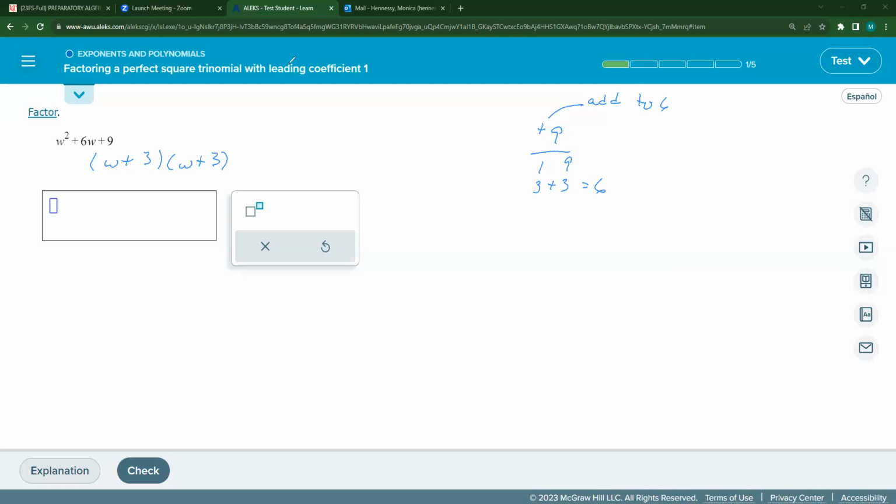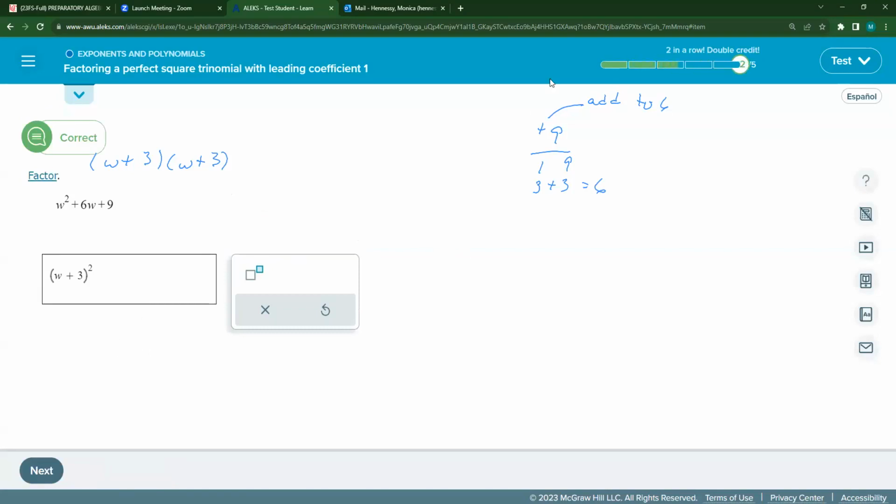Put the plus in front of the other 3. And we can type it in. We'll do it the shortcut way for them. So parentheses W plus 3 squared. There's 2 of them. And it's a little happier with that answer, but both answers are completely right. I will do the next one with 2 parentheses, and maybe we'll get some negatives.